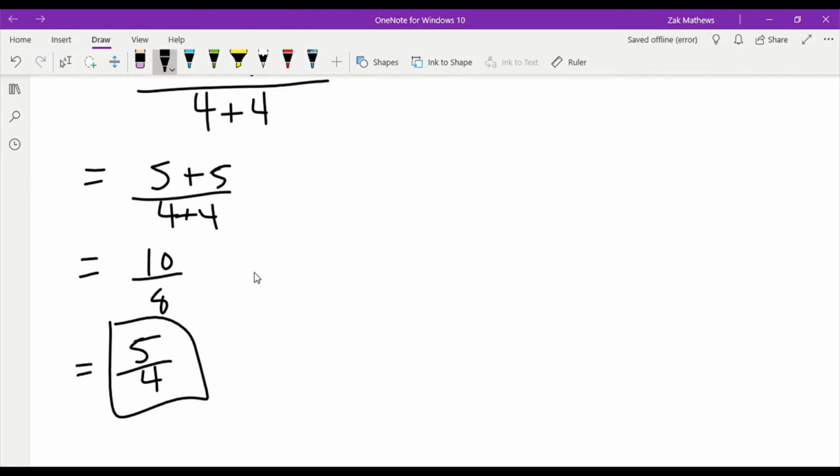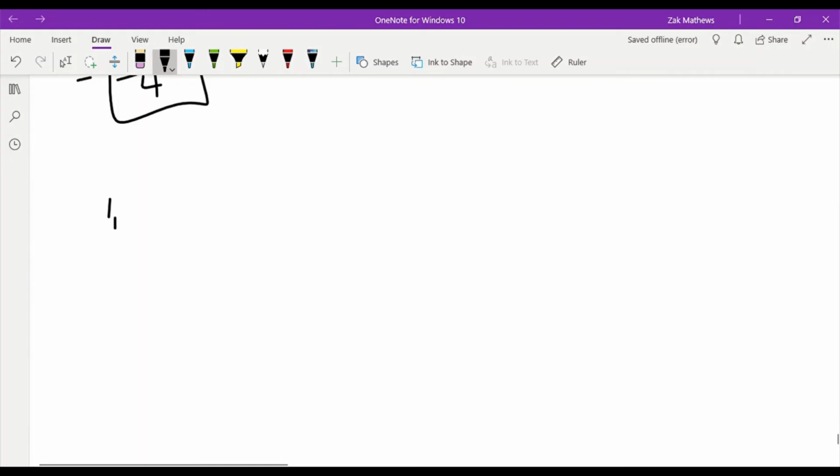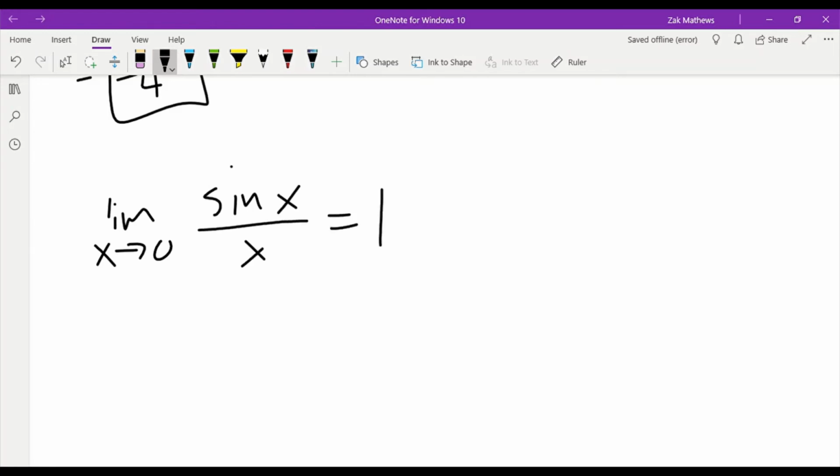Now there's going to be one last trick that we're going to see. This trick relies on a theorem. And the theorem says the limit as x goes to 0 of sine x over x is equal to 1.